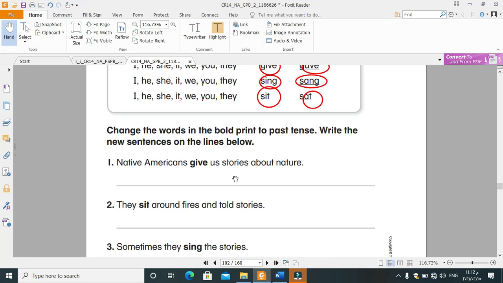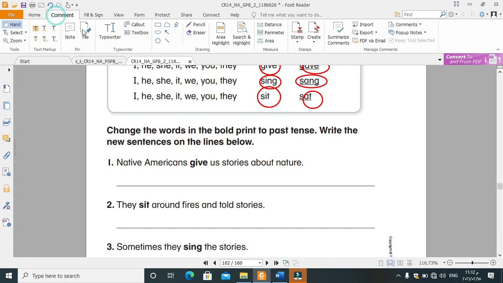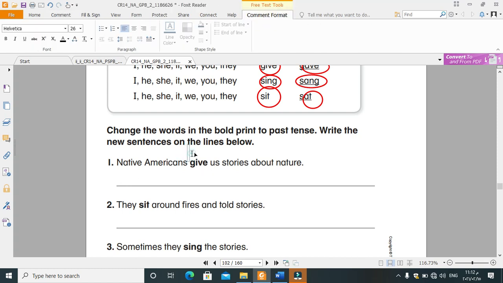Well, now it's time to practice. So who is ready to answer? Change the words in the bold print to past tense. Write the new sentence on the line below. Native Americans give us stories about nature. So how do we change it? Yes, give here it will be gave.